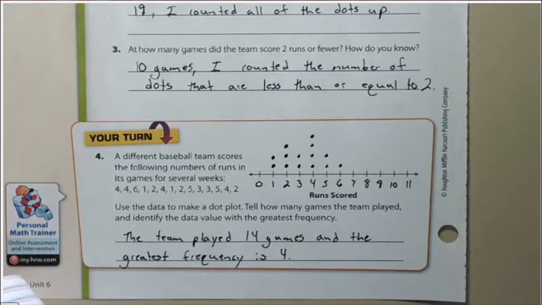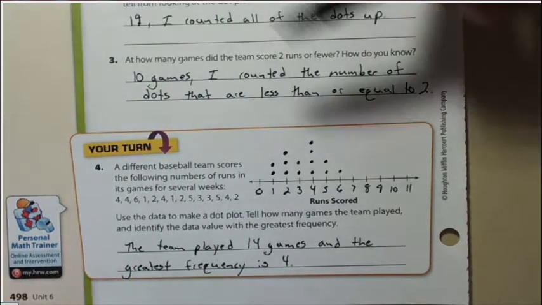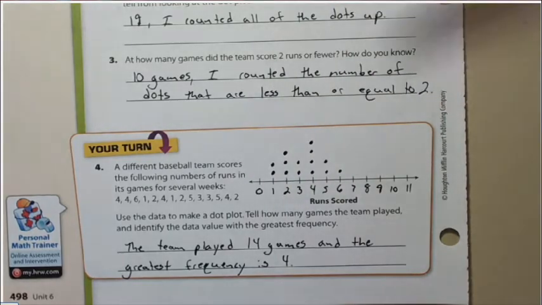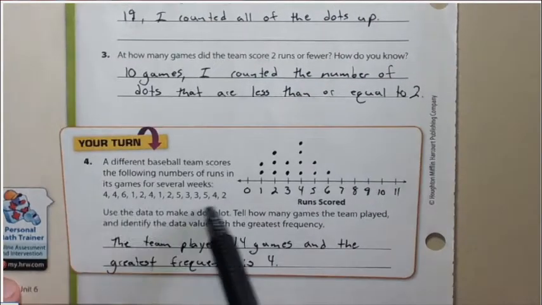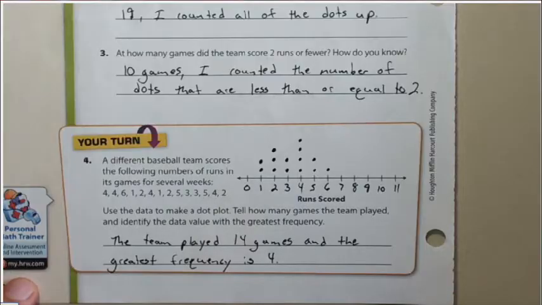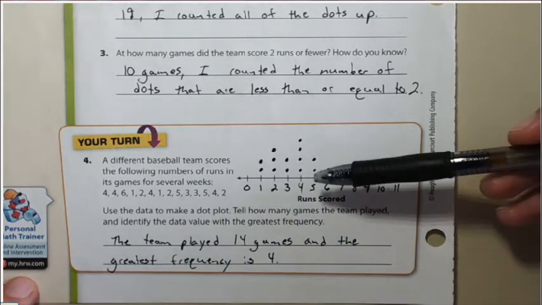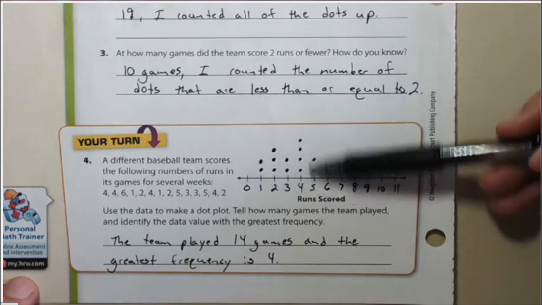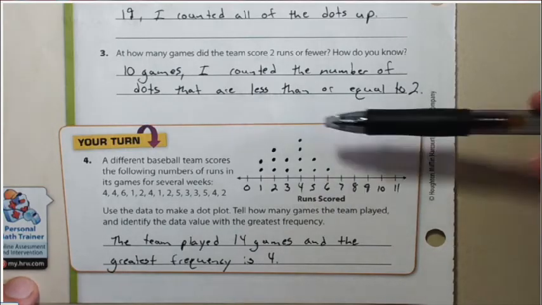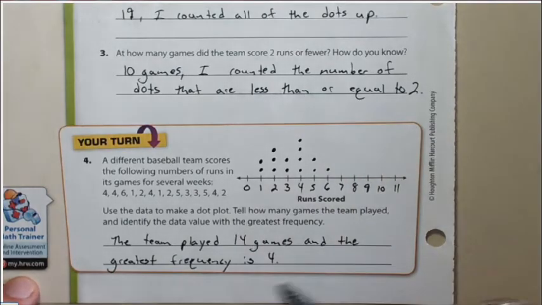Okay, so I made my dot plot, and this is what it should look like. I just took the data that it gave me and put the frequency of each one above the number line. The question asks, tell how many games the team played and identify the data value with the greatest frequency. So the team played 14 games, and we know that just by counting up the number of dots that we have, and they scored 4 runs more times in those 14 games than any other amount of runs. So the greatest frequency on this dot plot is 4.